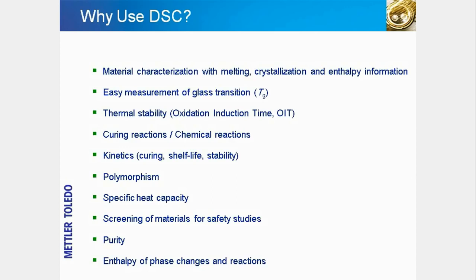The glass transition temperature can also be used to characterize materials, but this transition is an important physical property in its own right. Thermal stability, as defined by the oxidation induction time or the decomposition temperature, is an important quality control parameter. Other types of chemical reactions and their kinetics are also important, for example for studying the properties of adhesives and thermosets. In the pharmaceutical industry, the main applications concern the detection and study of polymorphic forms and the analysis of impurities in active ingredients.